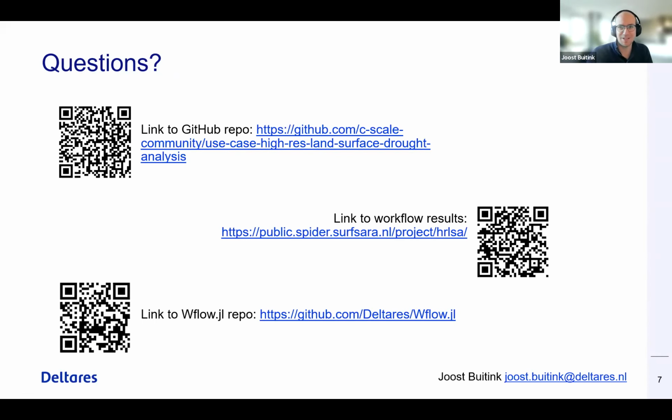So that was very briefly a summary of our workflow. There's a link to the GitHub repo, which is open as well. You can see the workflow results, as I just showed in this slide, when you follow this link. And if you're really interested, you can also take a look at the Wflow hydrological model GitHub repository. That's it. Any questions?